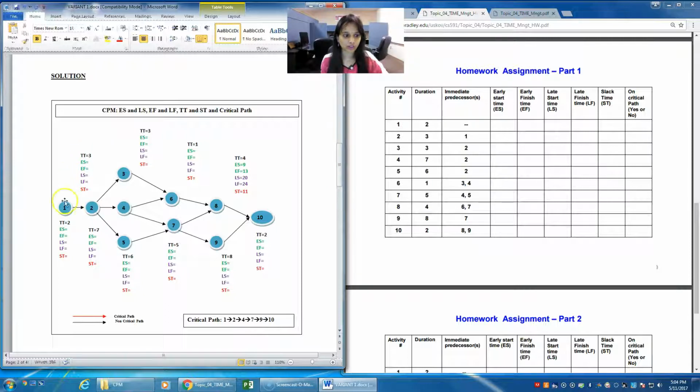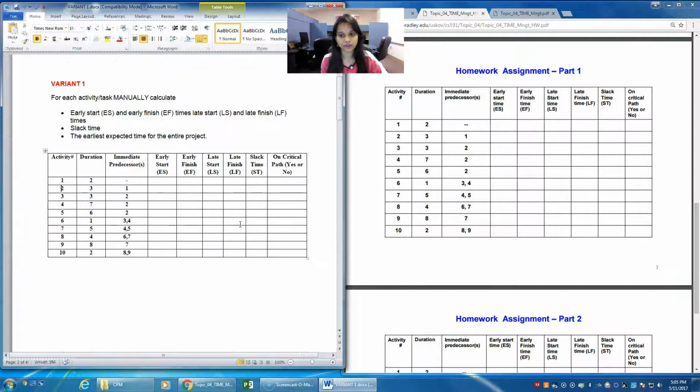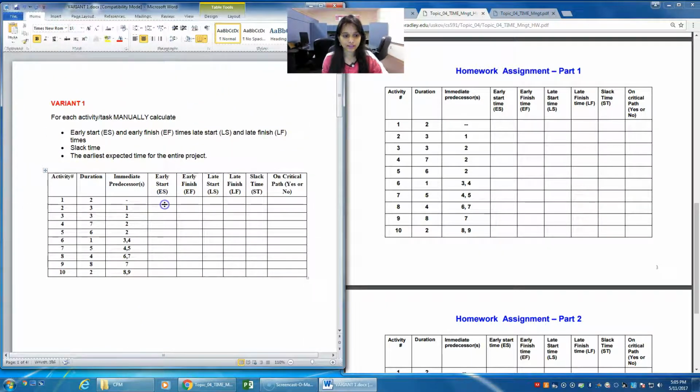I've listed down all the times for each of them. For 1 the duration is 2, for 2 it is 3, for 3 it's 3, and for 4 it's 7, and then for 5, 6 and 7 and all. Now we need to compute the early start. The initial early start for 1 is 0 because it's starting from nowhere. The duration is 2, so it will finish and the early finish will be 2. You need to enter 2 here.